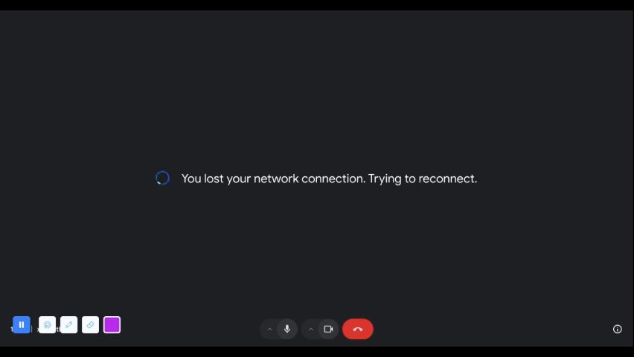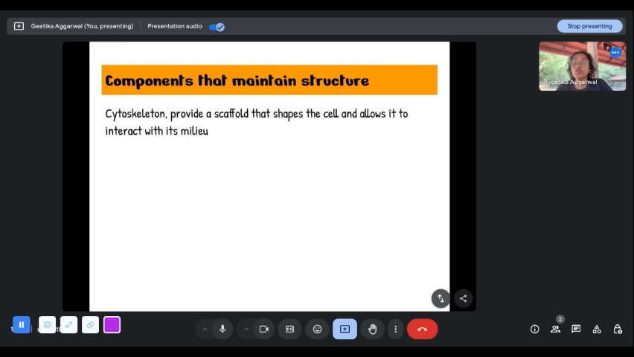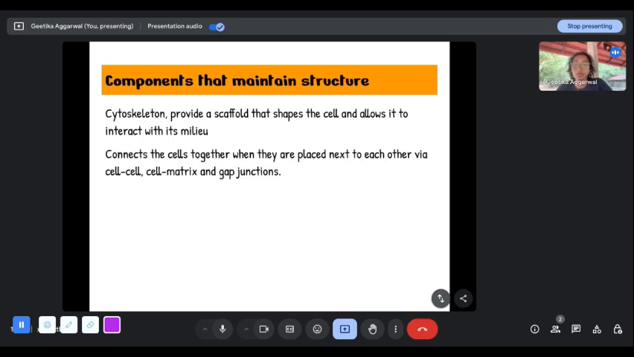So, what are the components that help in maintaining structure? As we talked about, the cytoskeleton, which is the skeleton of the cell, provides a scaffold that shapes the cell and allows it to interact with its milieu, which means its surroundings. And cells can be connected together via different junctions like cell to cell junctions, cell matrix junctions, and gap junctions. These are some different types of junctions by which neighboring cells are connected to each other.